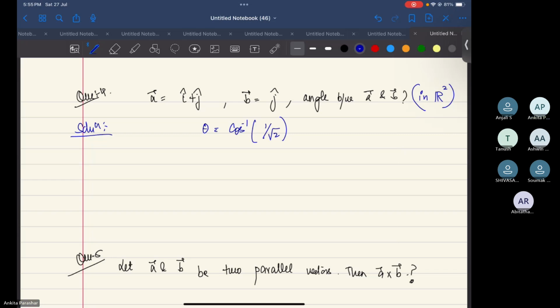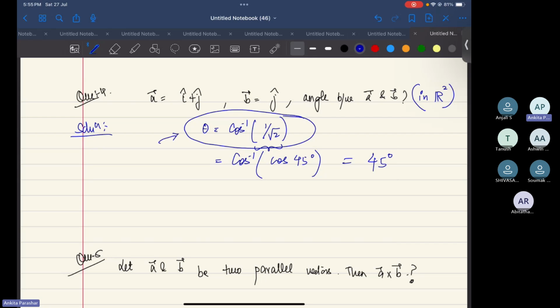What is this? Can you recognize this value? If you remember the cos values at 0, 30 degrees, 45 degrees, 90 degrees and so on, can you see this value appear somewhere? 45. Yeah, it's cos 45. So cos inverse of cos 45 is just 45. Okay, this is one way. By the way, can you tell me how you got your theta by cos inverse?